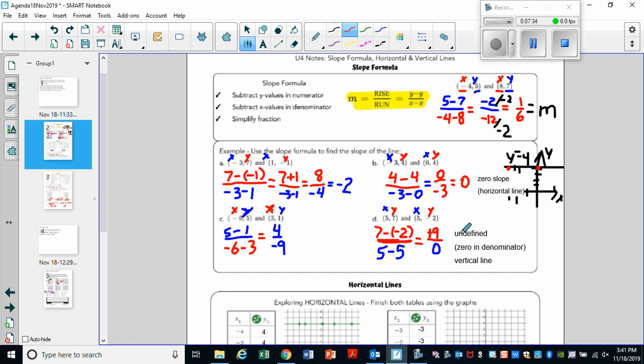7 minus 2 is positive 9. But as a result, most important thing is if you have a 0 in the denominator, it's automatically an undefined slope. Because in the end, our graph will look something like this. So this is our x-axis, y-axis, and at 1, 2, 3, 4, 5. So x is 5 in both cases. This is what our graph would look like.